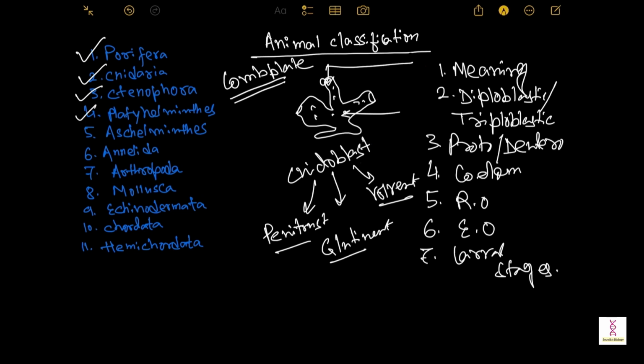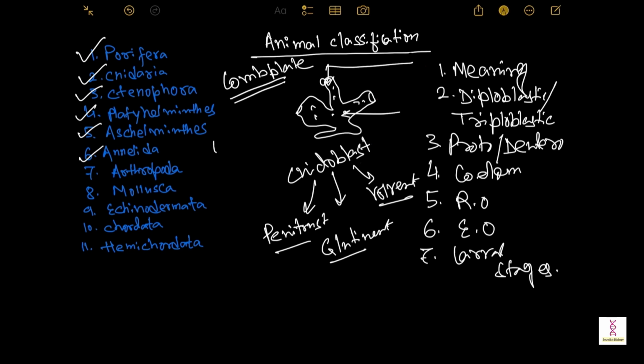Now come to the fourth, Platyhelminthes. Platyhelminthes means the flatworms. What are the examples? The examples are Taenia solium, Taenia saginata, etc. The fifth one is Aschelminthes, roundworm, Ascaris lumbricoides. Okay. The sixth one is Annelida. Annelida, earthworm. Earthworm, the special characters are ring-like structures are present.